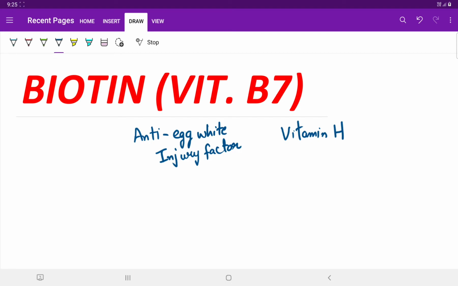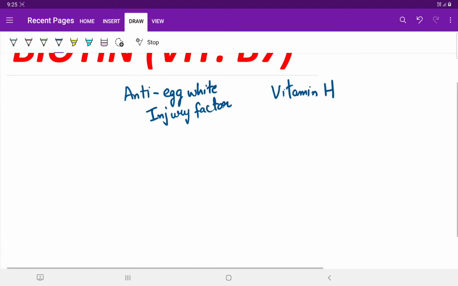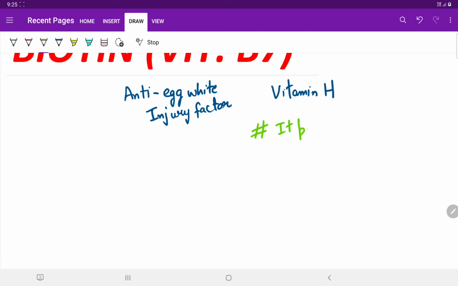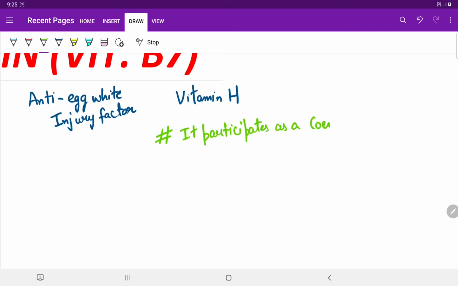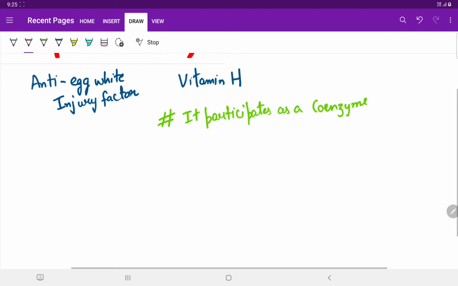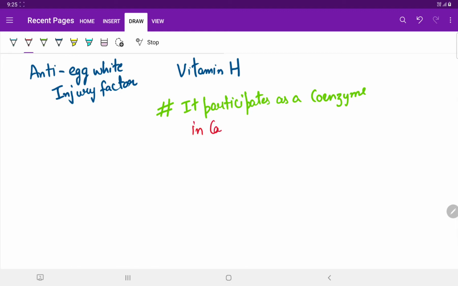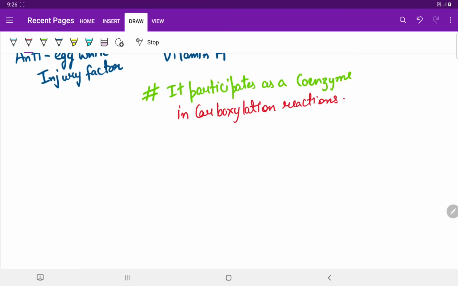So what is the main function of this? It participates as a coenzyme in carboxylation reactions. So this is the main function of biotin.